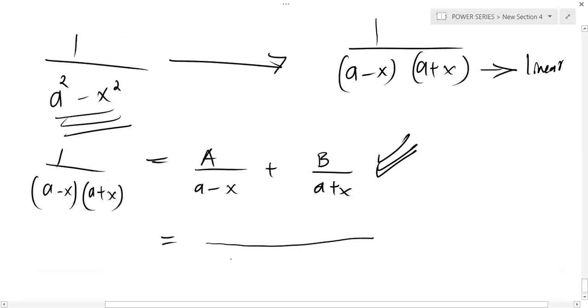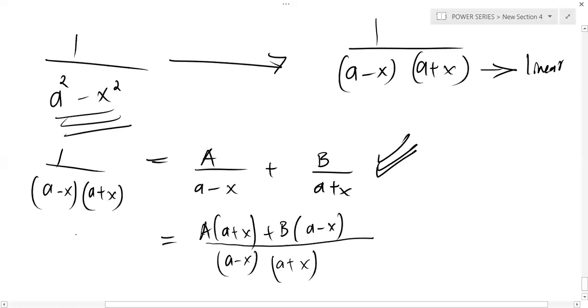The LCM will be (a minus x)(a plus x). Then we have A into (a plus x), plus B into (a minus x), over the LCM. This is supposed to be equal to 1 over (a minus x)(a plus x). Now we're going to choose values of x and replace them in the numerator.